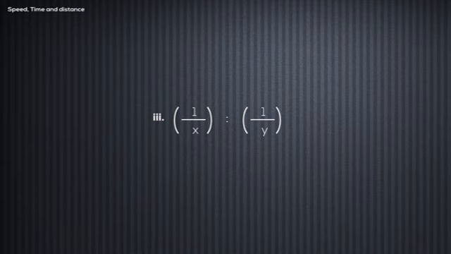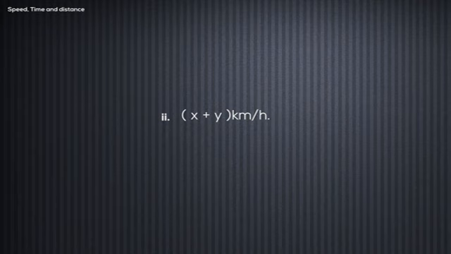If the ratio of the speeds of A and B is x is to y, then the ratio of time taken by them to cover the same distance is given on screen. Relative speed. If two bodies are moving in the same direction at x kilometers per hour and y kilometers per hour, where x is greater than y, then their relative speed is given by x minus y. If two bodies are moving in opposite directions at x kilometers per hour and y kilometers per hour, then their relative speed is given by x plus y.